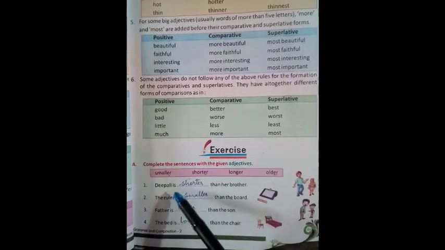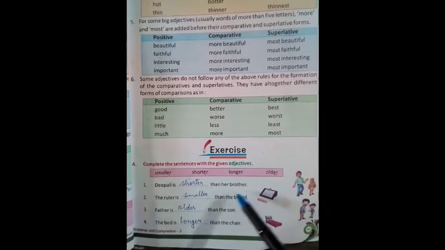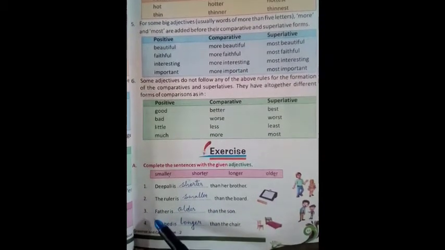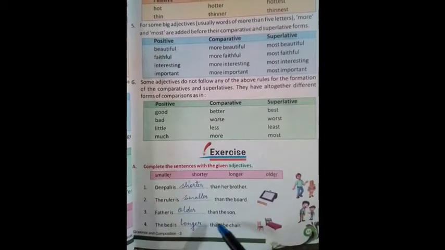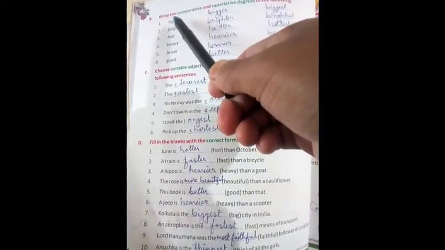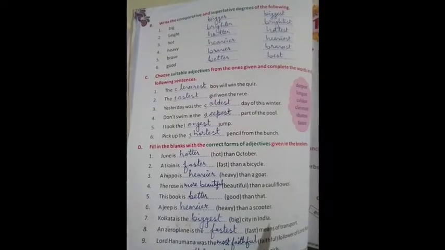1. Dipali is shorter than her brother. 2. The ruler is smaller than the board. 3. Father is older than the son. 4. The bed is longer than the chair. B. Write the comparative and superlative degrees of the following. Now dear students, here you have to write the comparative and superlative degrees of the given words.